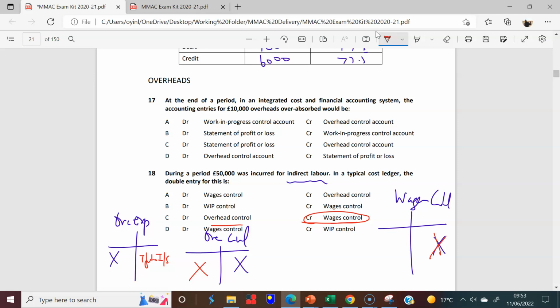And it has nothing to do with work in progress. This is purely indirect costs relating to, they might be supervisor wages, things along those lines that we need to record and pay. Cool. Okay. We haven't paid them yet. It just says that we need to record them and accrue for them.